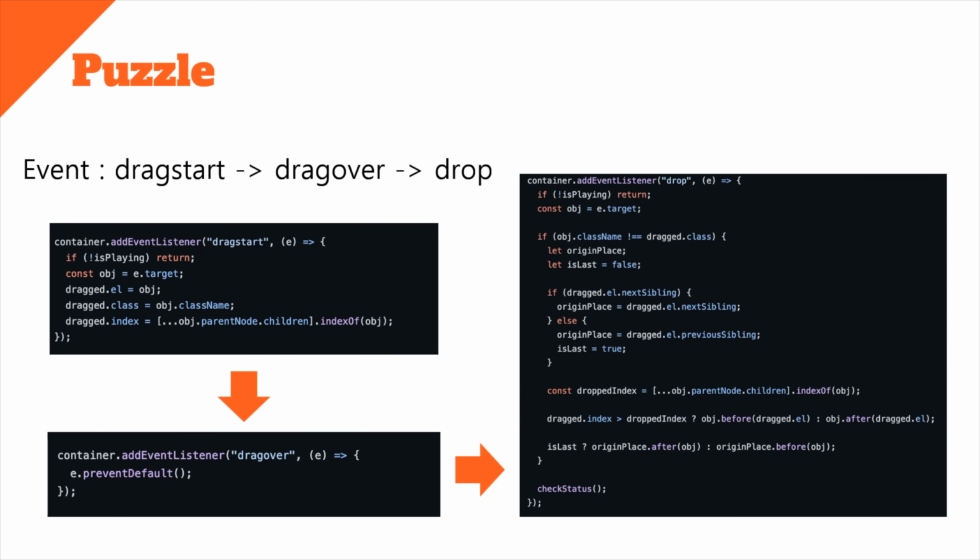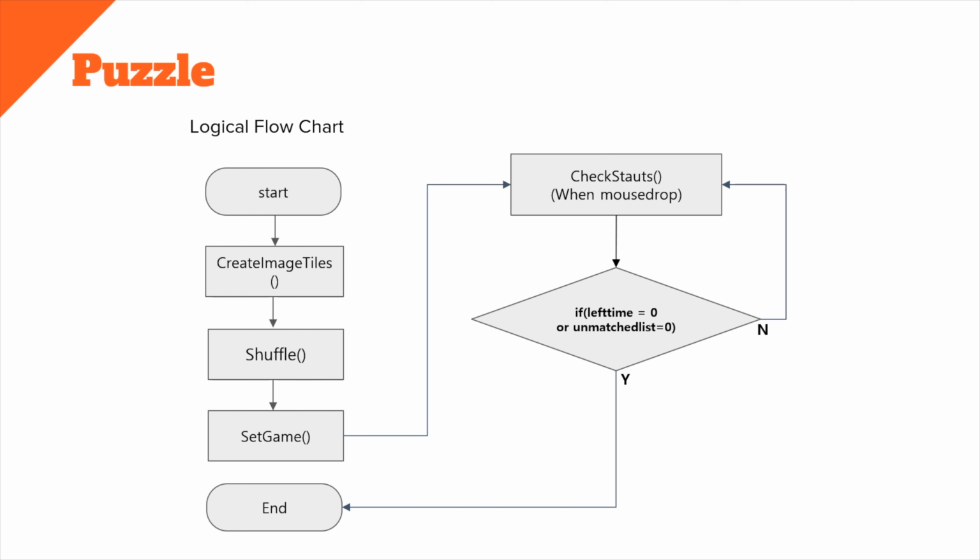And there are events. I used multiple properties in the drag event target value. When you drag and drop the puzzle piece, the image changes as well. And every time you drop, checkStatus triggers. And this is the logical flowchart.